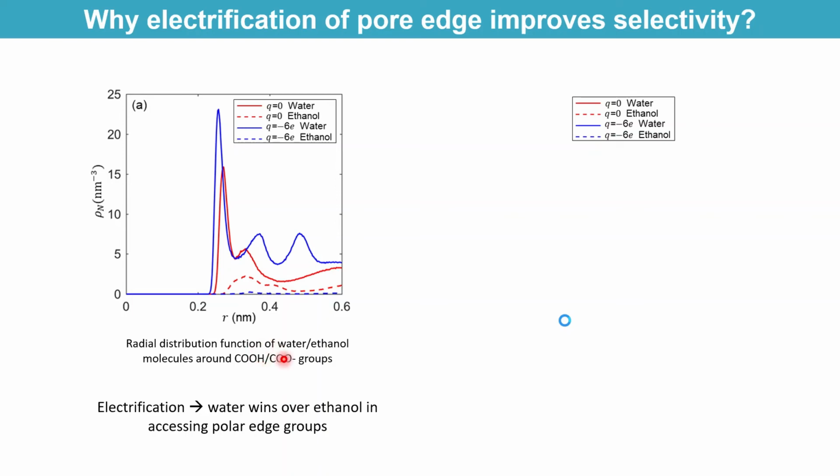As we can see, when the edge became more highly charged, the water peak actually increased, so there's a lot more water surrounding this deprotonized carboxyl group, while at the same time the ethanol actually decreases. Okay, so that's just one way, and that is electrifying this. So water became more competitive to access the edge of the pore and thus reside inside the pore.